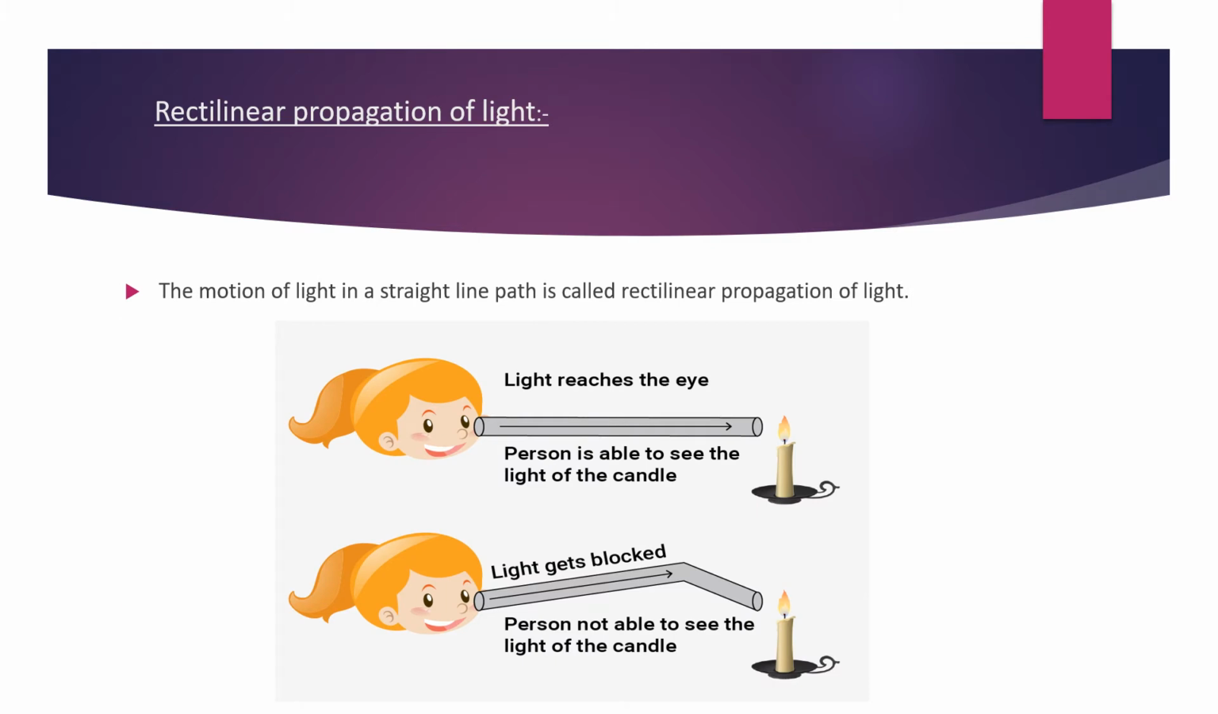Rectilinear propagation of light. The motion of light in a straight line path is called rectilinear propagation of light. In the given diagram, you can see the light from the candle reaches the eyes of the person if the straw is straight. If the straw is slightly bent, then the light gets blocked and the person is not able to see the light of the candle, which proves that light can travel only in a straight line. This property is known as rectilinear propagation of light.